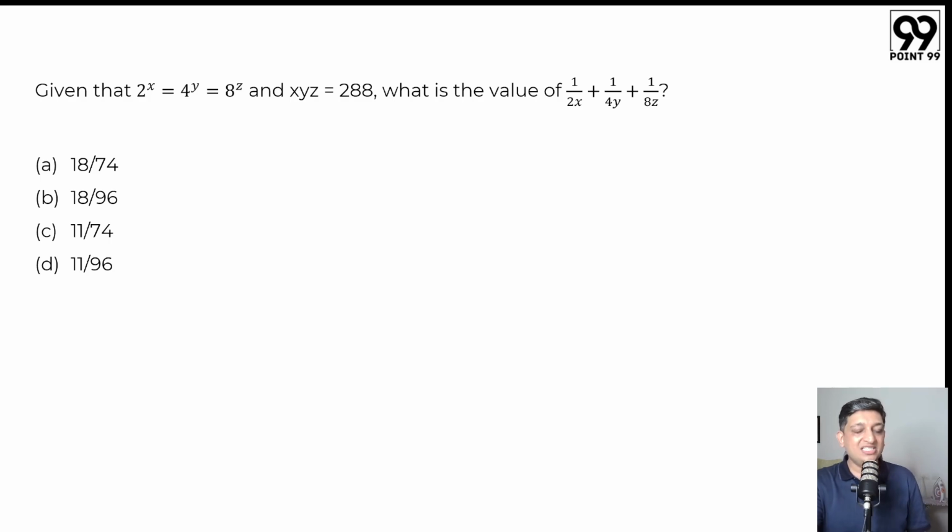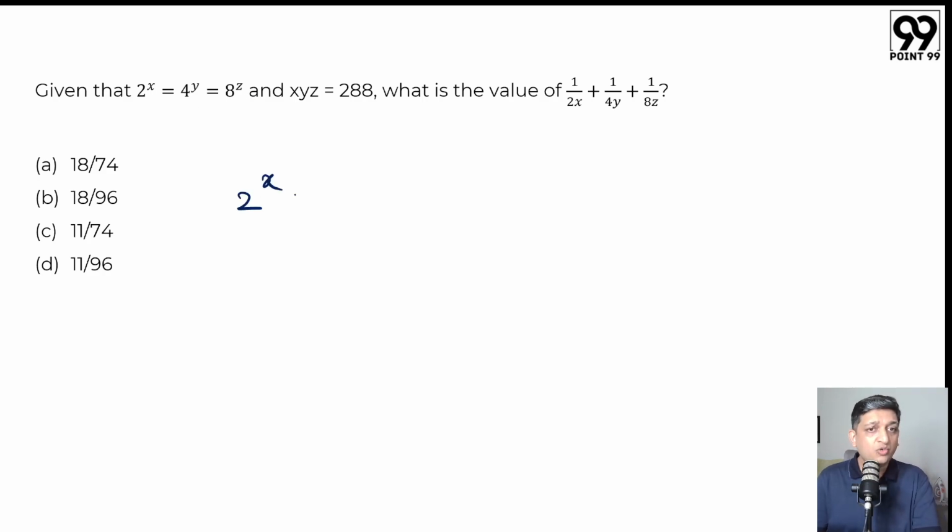Let's have a look at this question. Given that 2 raised to X equals 4 raised to Y equals 8 raised to Z, and X, Y, Z equals 288 here, what is the value of 1 by 2X plus 1 by 4Y plus 1 by 8Z? Very easy question. So try this out and then you can have a look at the solution.